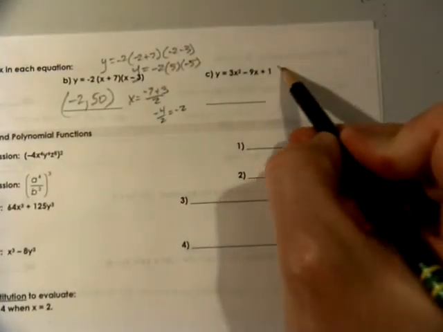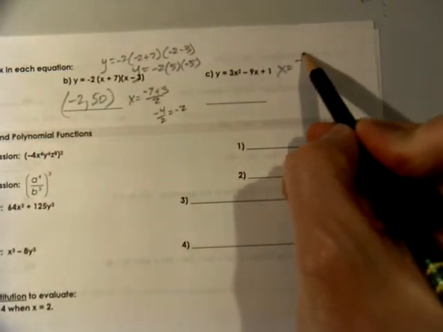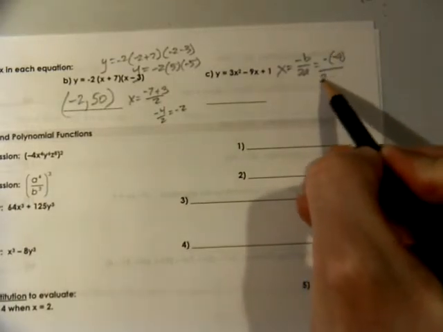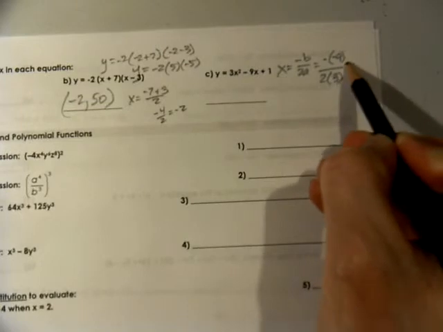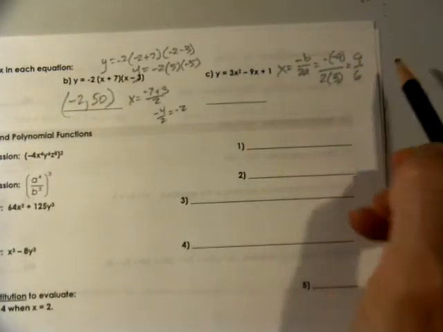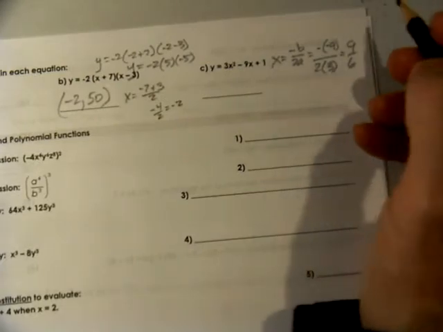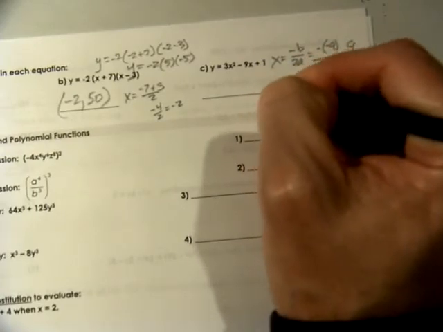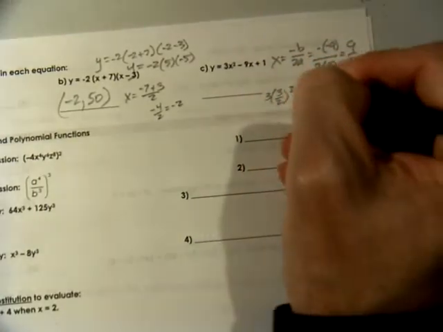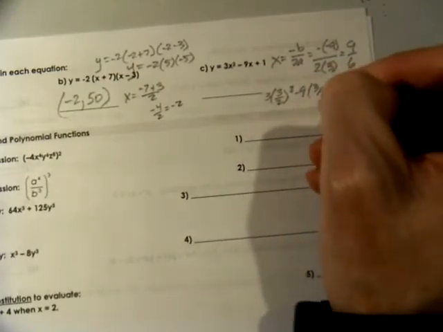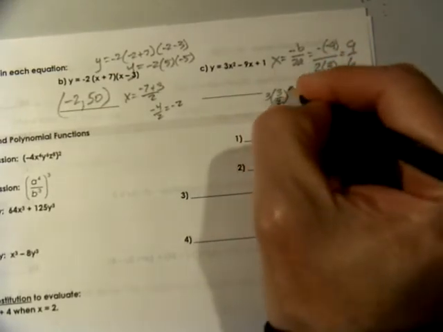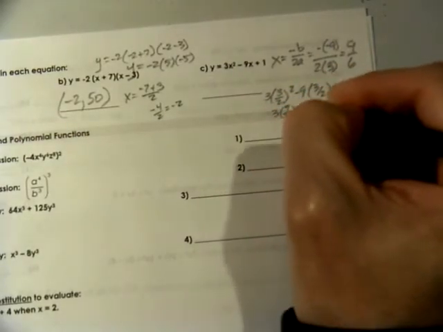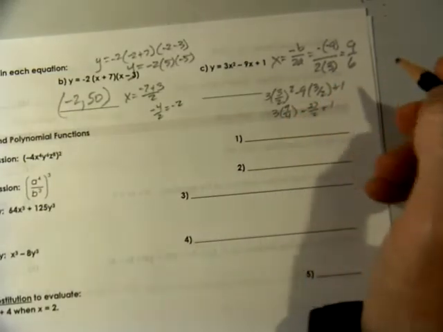This is standard form. So in standard form, to find the vertex, we have to do -b over 2a. So negative and -9 over 2 times a, which is 9 over 6, which is 3/2. So then we're going to plug that back in. So we get 3 times 3/2 squared minus 9 times 3/2 plus 1. This is going to be 3 times 9 over 4 minus 27 over 2 plus 1.